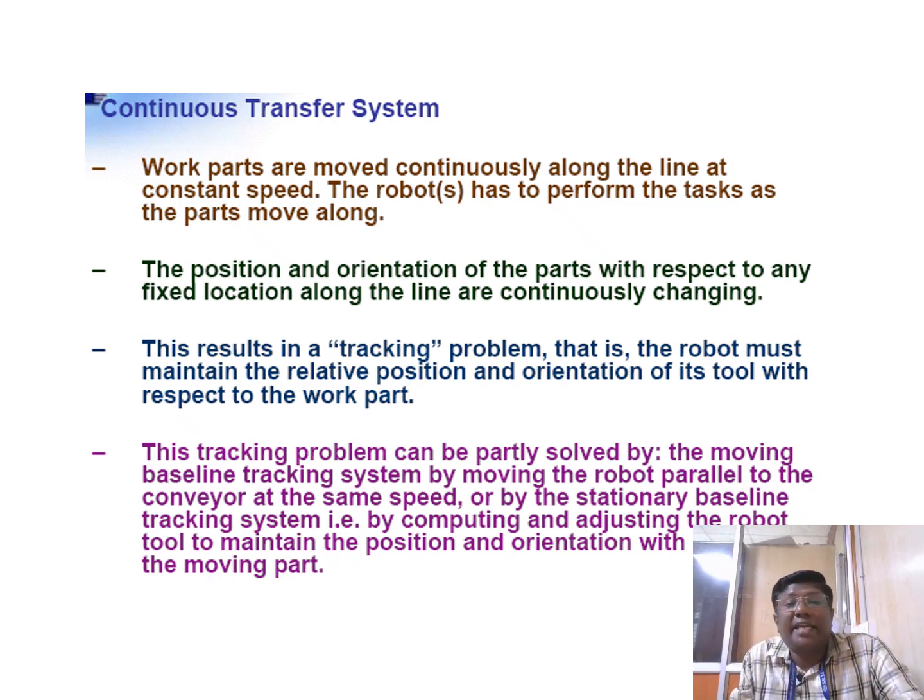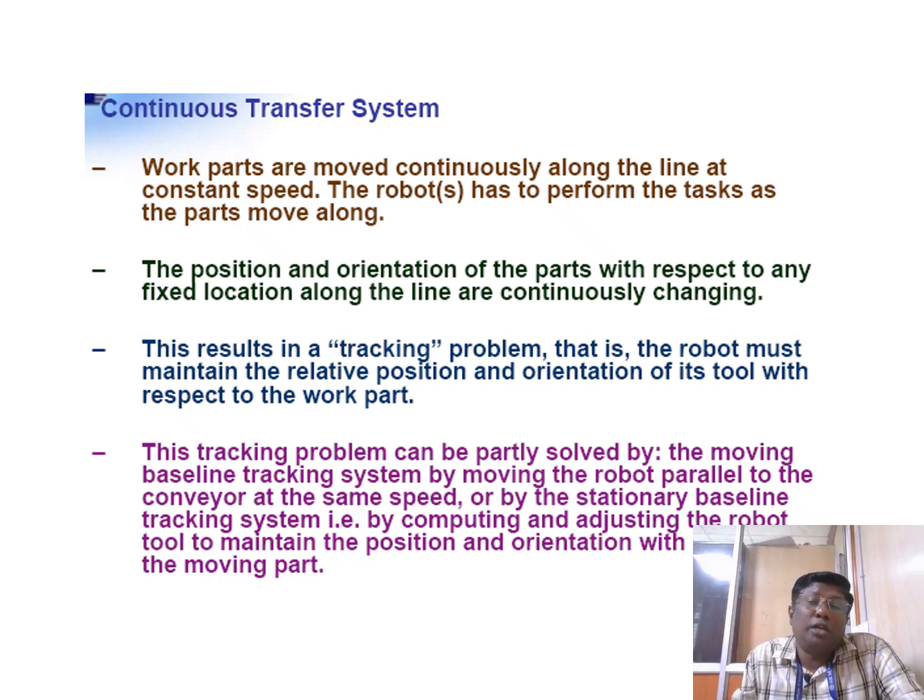This results in the tracking problem, that is, the robot must maintain a relative position and orientation of the tool with respect to the work part. So the robot should not be a fixed one. The robot also has to identify each part while it is moving, so we must identify where the parts are, and accordingly the robot has to work. The tracking problem can be solved by a moving baseline tracking system, by moving the robot parallel to the conveyor at the same speed, or by a stationary baseline tracking system, by computing and adjusting the robot tool to maintain the position and orientation with respect to the moving part.